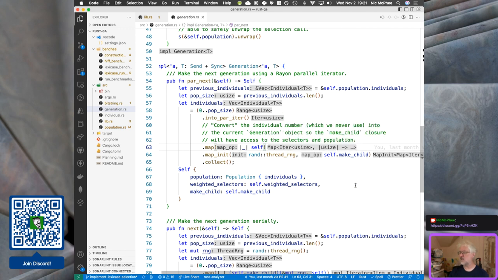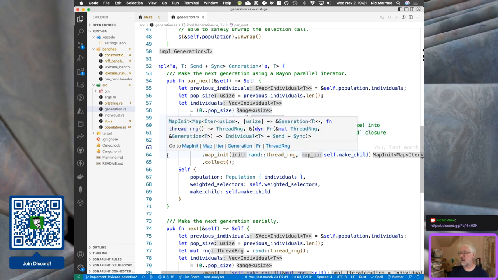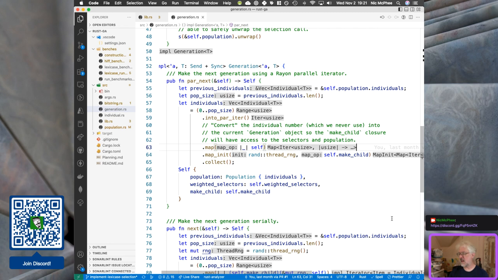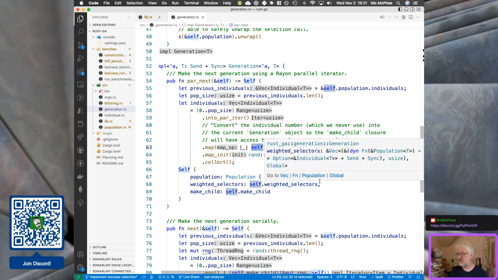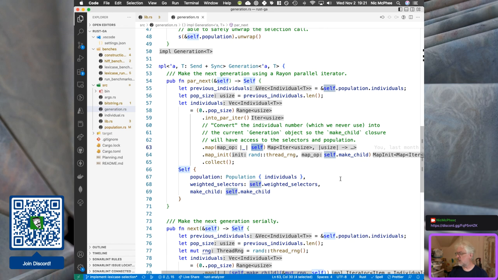this was some stuff to do with the parallel iterator and creating random number generators, and we don't really care about, I take that back. This is converting those numbers into the generation, and that was actually so that we could call the make child method, which was a thing in the generation. It's a little complicated, not really relevant to the question at hand. The main thing is we call make child over and over again to make a new individual, and we'll do that in parallel because we're doing the par iter.